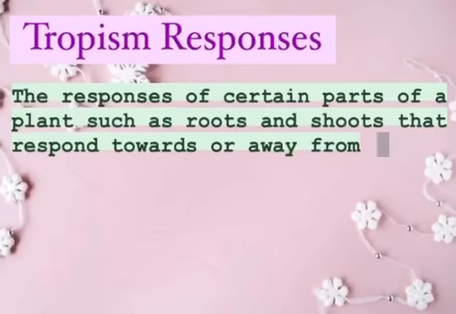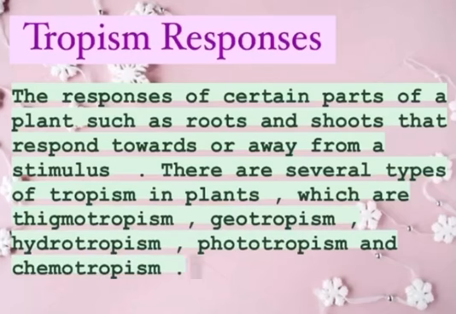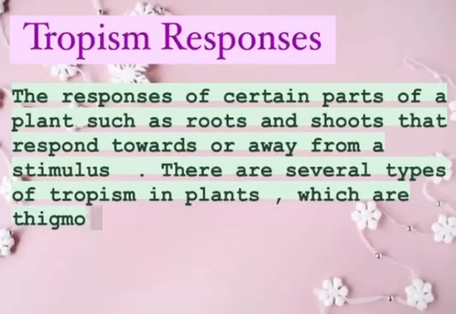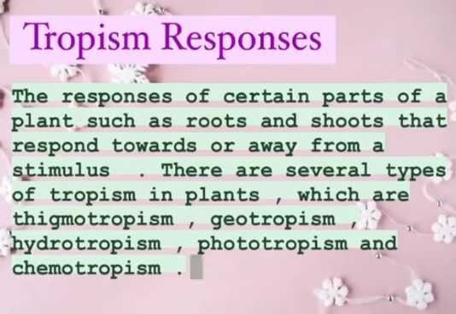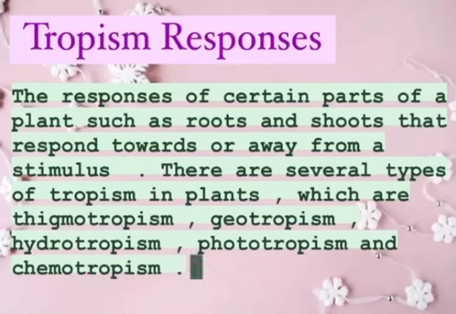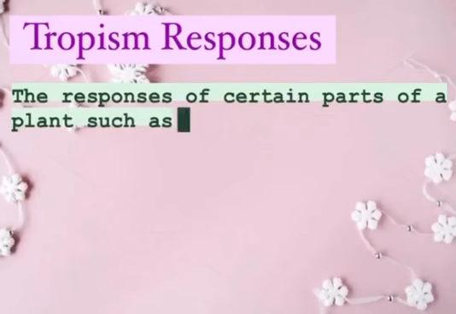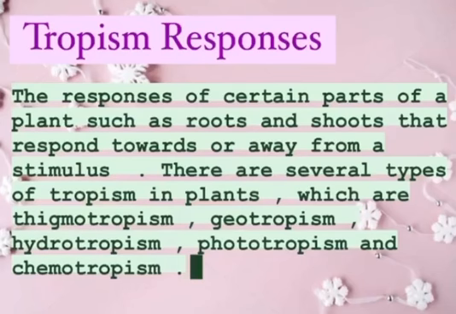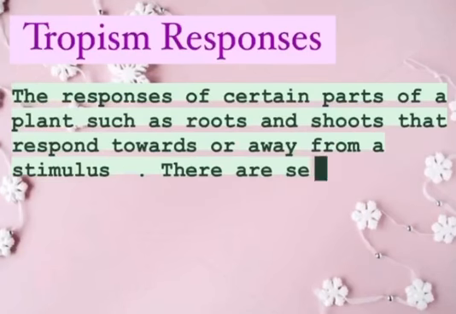Tropism responses. The responses of certain parts of a plant, such as roots and shoots, toward or away from a stimulus. There are several types of tropism in plants, which are thigmotropism, geotropism, hydrotropism, phototropism, and chemotropism.